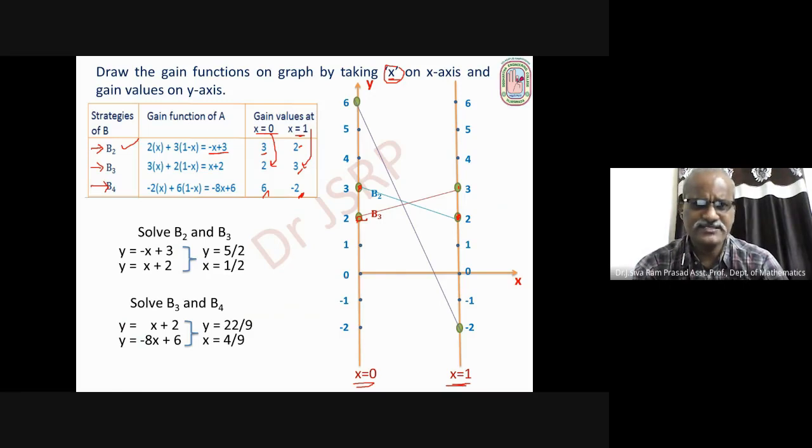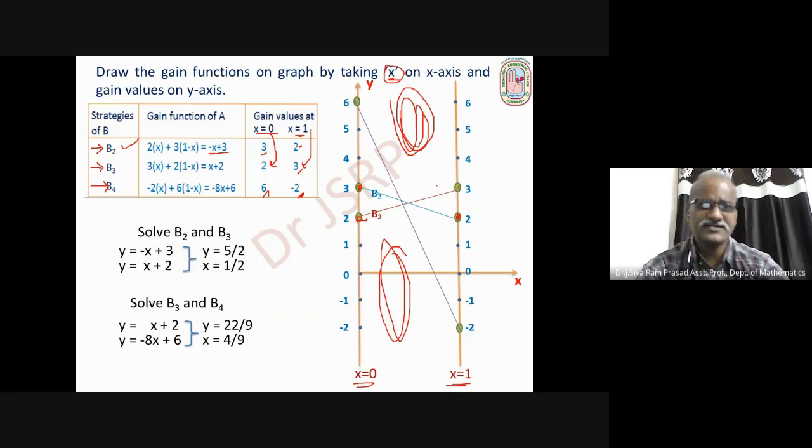Since player A is the maximin player, maxi means highest level, min means lower boundary. What is the lower boundary of this region? This graph divides the region into 2 parts. This is one part and this is another part, so this is the lower and this is the upper region. For this lower region, the boundary is this part.